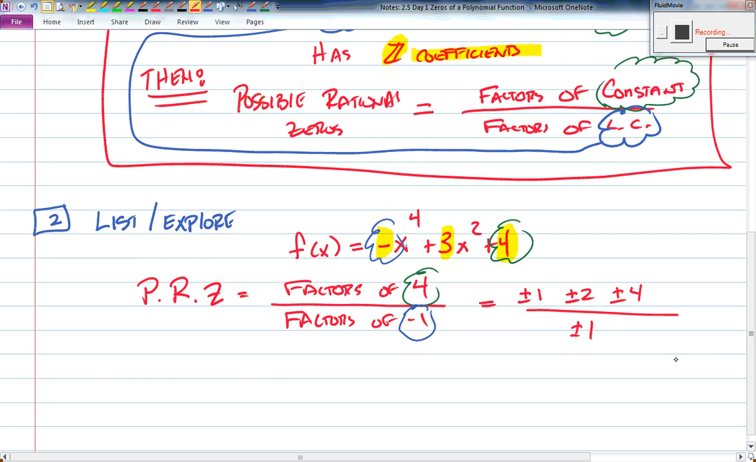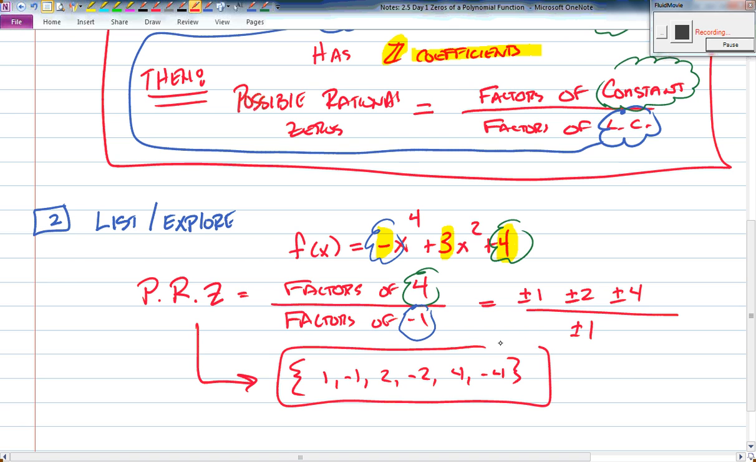So how many total are we looking at here? What's my list here? Yeah, I could have 1, I could have -1, I could have 2, -2, or I could have 4 or -4. I have a grand total of 1, 2, 3, 4, 5, I have 6 potential zeros, right? What do you guys think so far about that? Does that make sense?